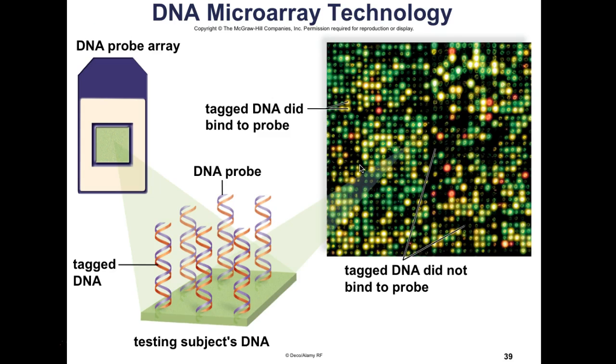Here you can see an example of what that DNA microarray technology would look like. The DNA probe array, the tagged DNA, the DNA probe, basically testing subjects' DNA. So the tagged DNA did not bind to the probe in the areas where you see black indicated there.